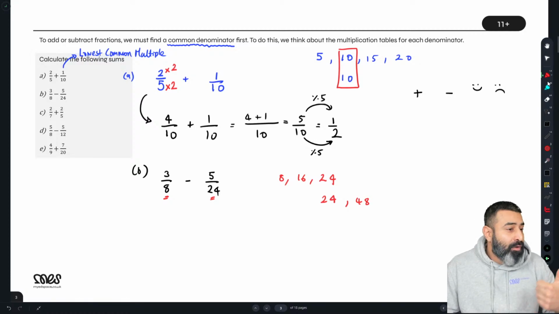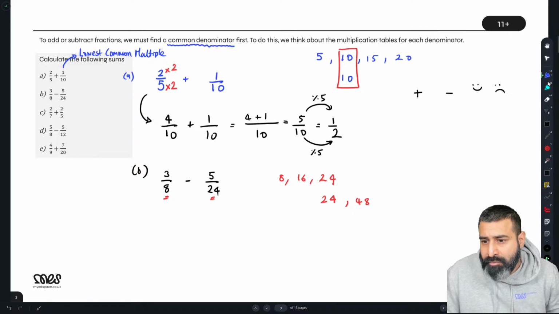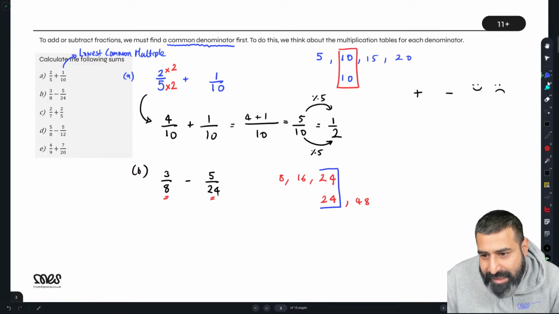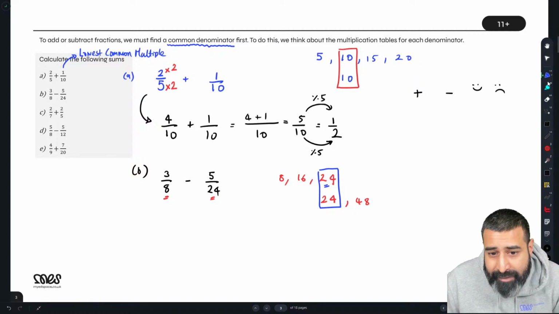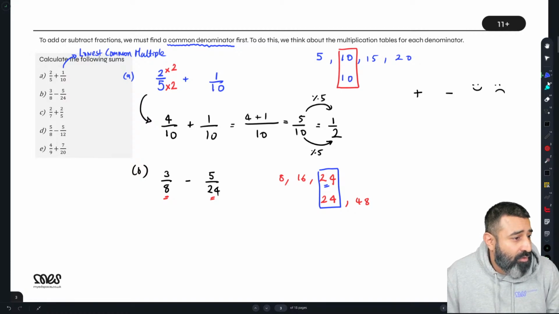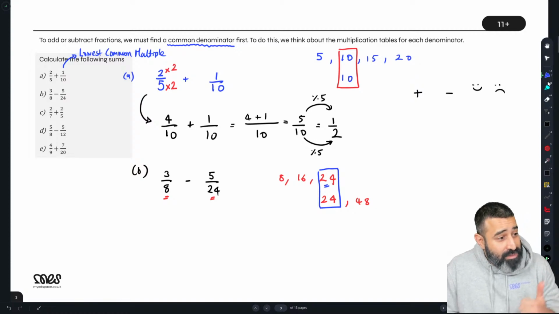24, 48. Now, which number is a common multiple here? Do we have a common factor? Let's have a look. Can we say that 24 is our lowest common denominator? We do. Have a look. So look, in the 8 times table, 8 goes into 24 3 times, 24 goes into 24 once. So our common denominator here is 24.